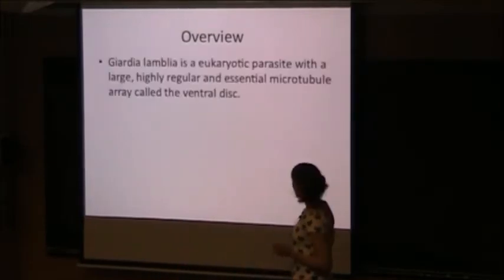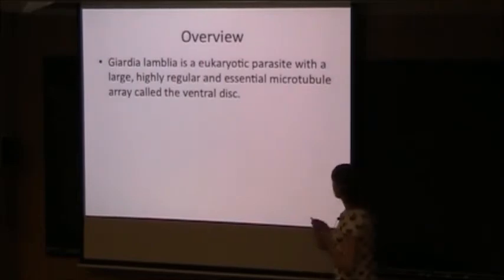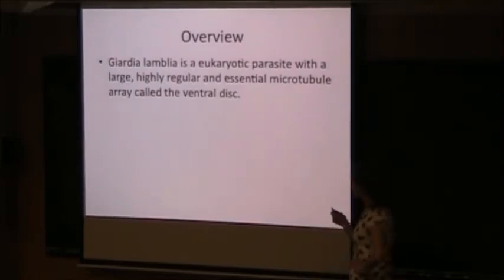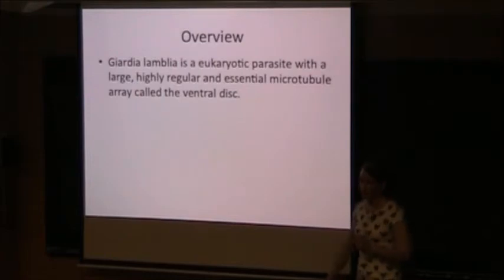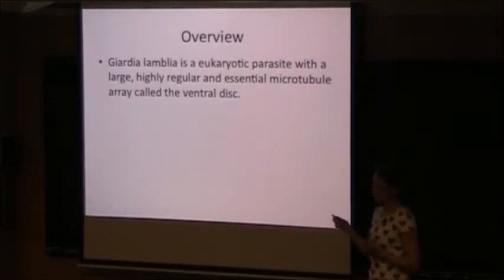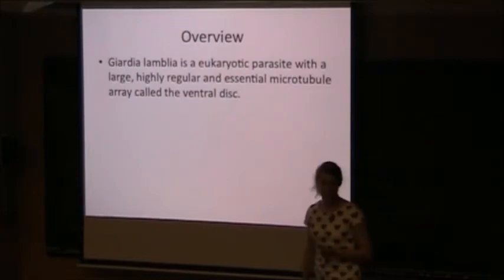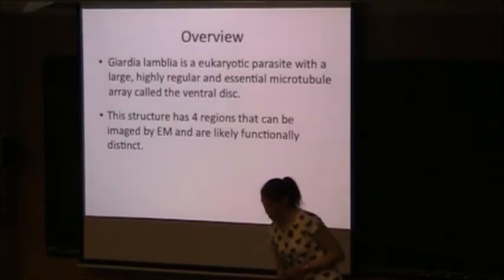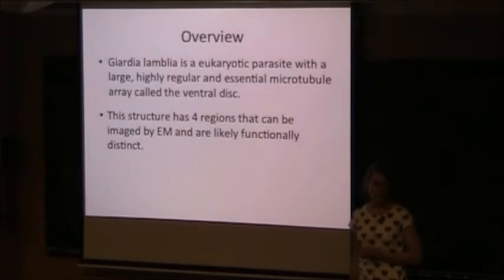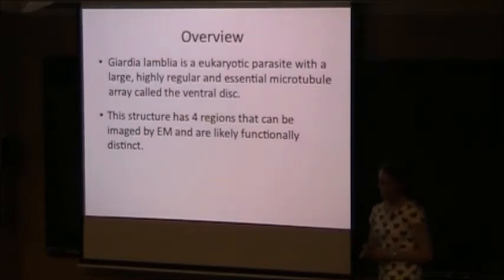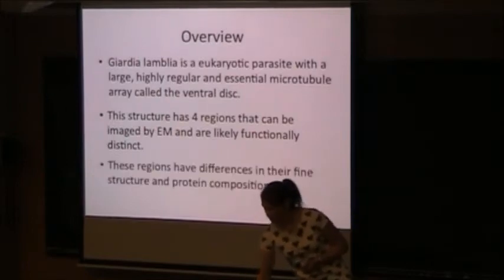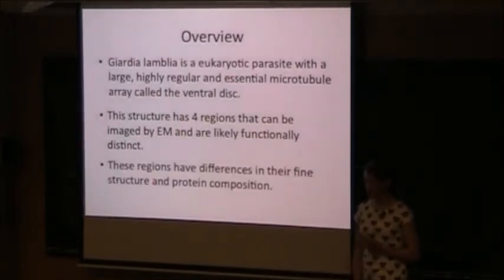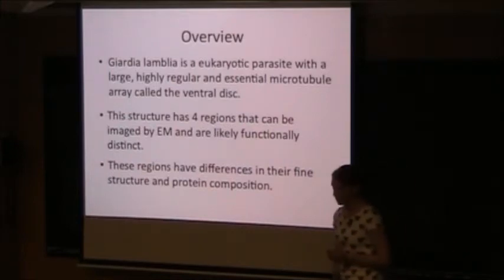First one is Giardia lamblia is a eukaryotic parasite with a large, highly regular microtubule array. This microtubule array is called the ventral disc, and it's essential for the parasite's life cycle. The structure has 4 regions, which we can actually image and access by EM, and they're likely to be functionally distinct. And lastly, these regions differ in their fine structure and their protein composition.